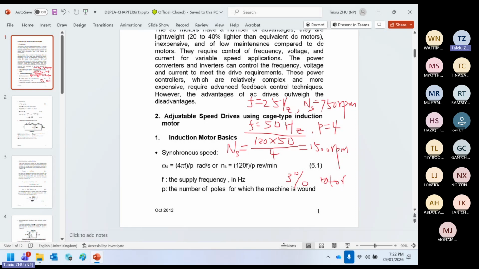Okay. So any questions about how to calculate the synchronous speed? Hello? No questions? Okay. 120 is what? 120 is a constant. It's always here.